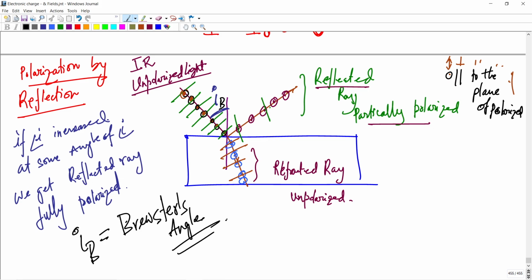Clear? That means there is no perpendicular plane here, only one plane, and one plane means polarized light. Here we get polarized light. Clear? What is polarization? It's a basic, small part of our class 12 wave optics, a very simple and easy concept.